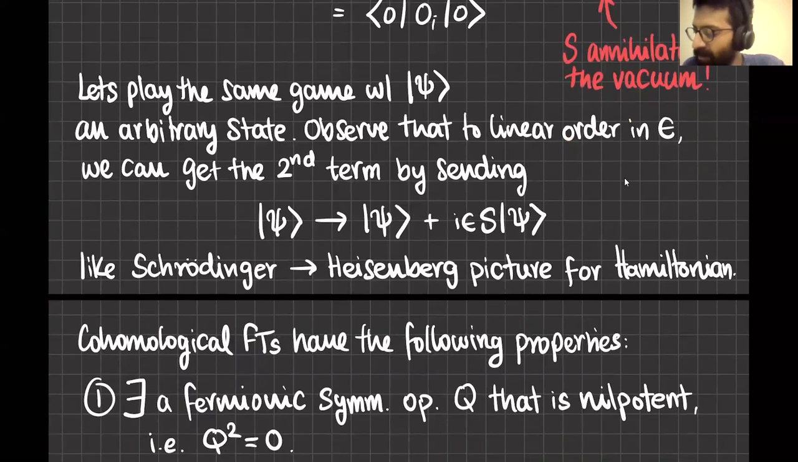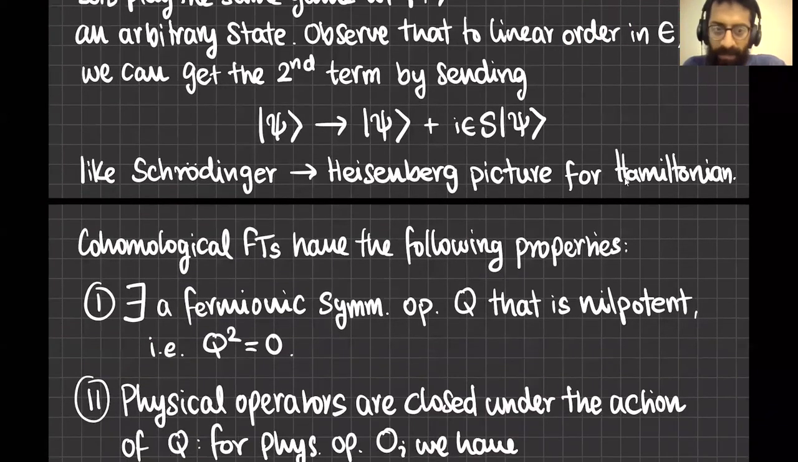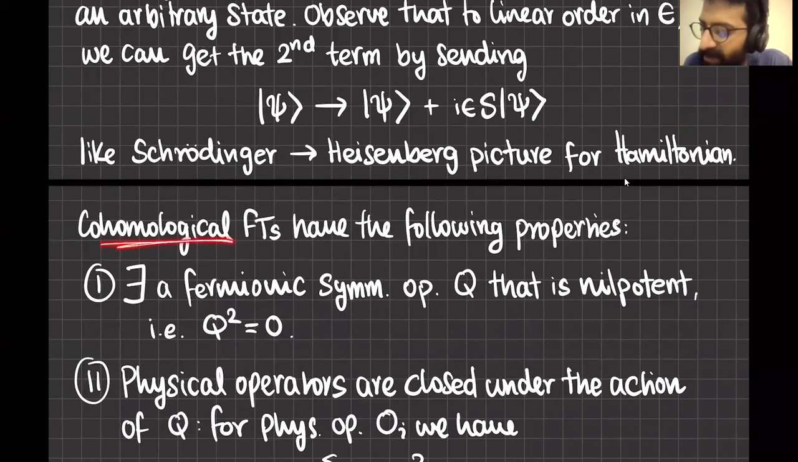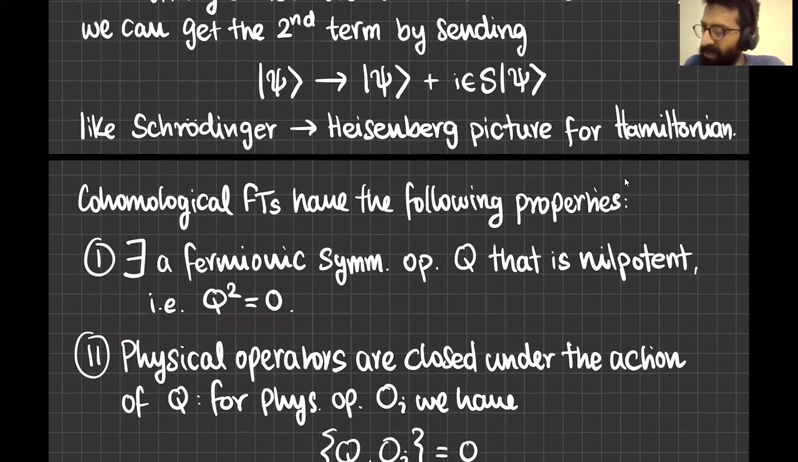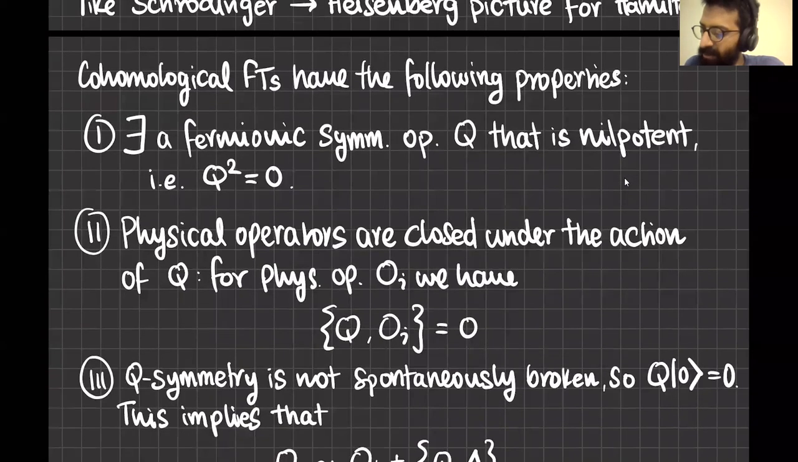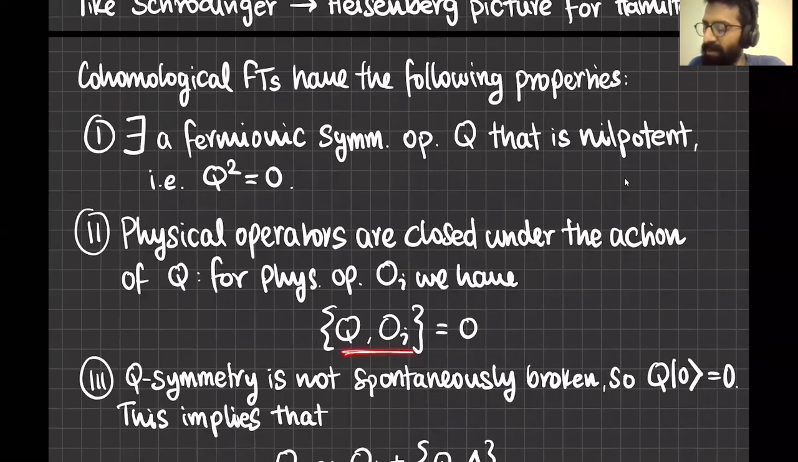Let's just talk about what the properties of a cohomological field theory are. We'll understand why we say cohomological in just a minute. So the requirements of a cohomological field theory are the following. There exists a fermionic symmetry operator Q that is nilpotent. When I say nilpotent, what I mean is that Q squares to 0. The second requirement is that physical operators are closed under the action of Q. What that means is that when I take the commutator of Q with any physical operator, I should get 0. In some sense, this is the definition of a physical operator.